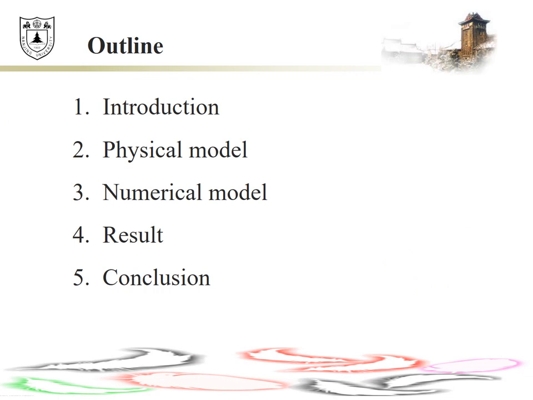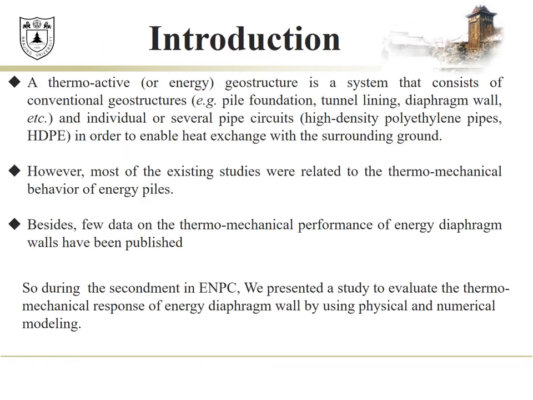My outline has 5 parts: introduction, physical model, numerical model, results, and conclusion. First, I should introduce what my work focuses on. A thermo-active or energy geostructure is a system that consists of conventional geostructures and one or several pipe circuits in order to enable heat exchange with the surrounding ground.